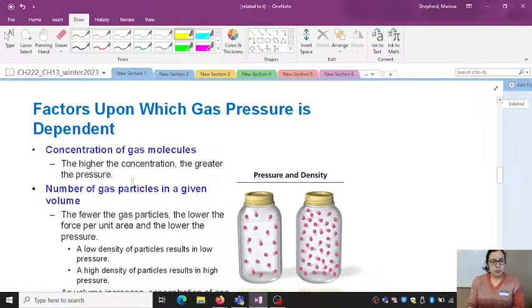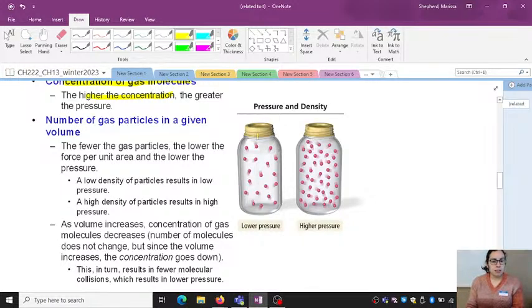So gas pressure is dependent on the concentration, and we'll look at this in more detail. The higher the concentration, the greater the pressure: how many gas particles in a given volume. We'll play with that with my little thingy-mabobber up there. The fewer the gas particles, the lower the force per unit area, and the lower the pressure. If you decrease the volume, you would have increased pressure from the same amount of particles.